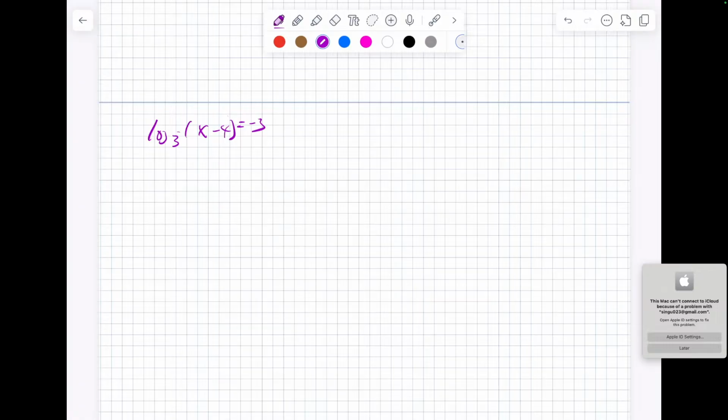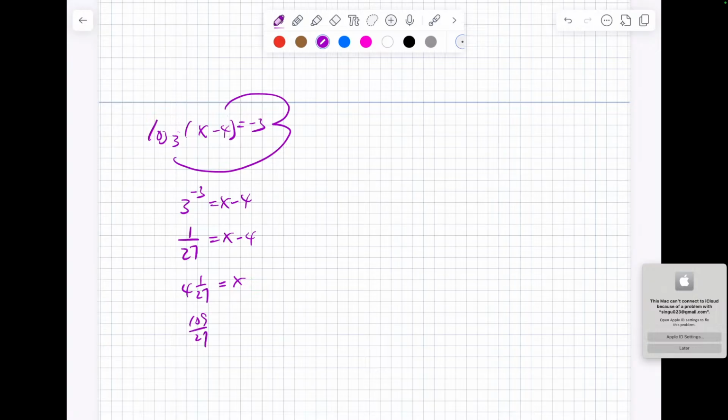Okay, so here is the same method. It's going to be 3 to the negative 3 equal to x minus 4. And then that's going to give you 1 over 27 equal to x minus 4. So it'll be 4 and 1/27 equal to x. So it'll be 109 over 27 equal to x.